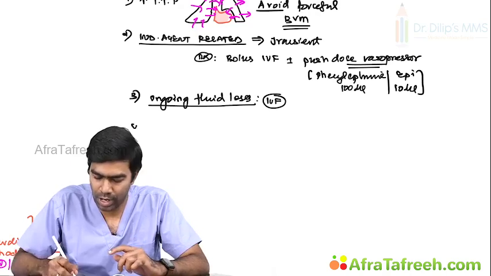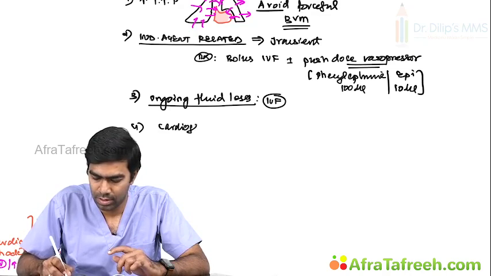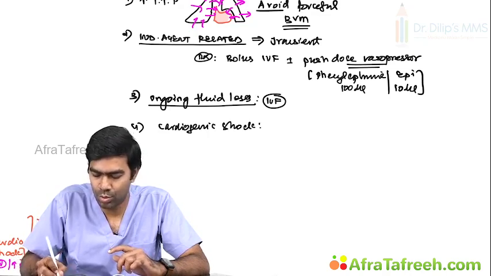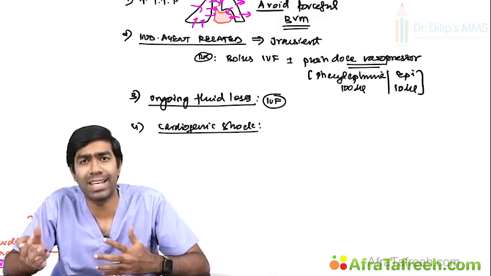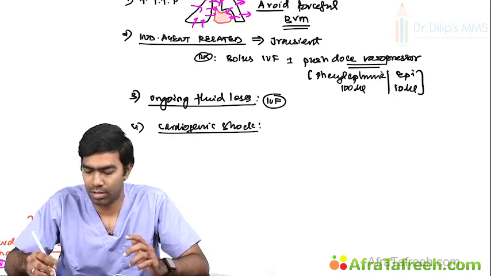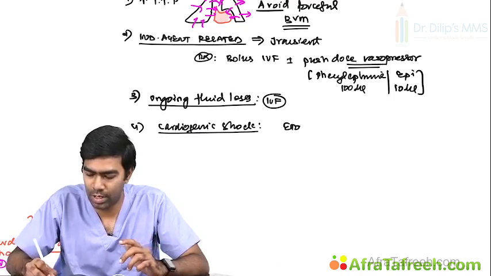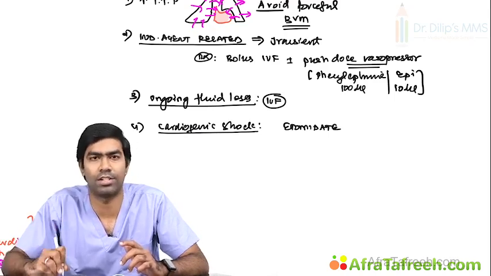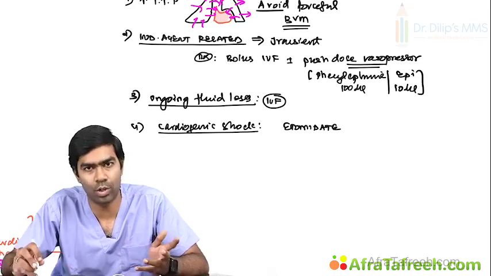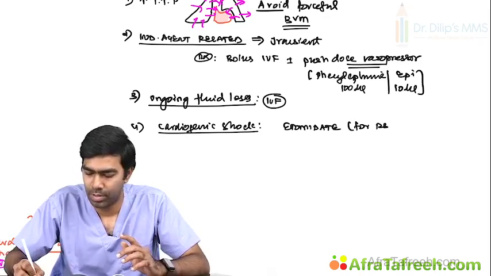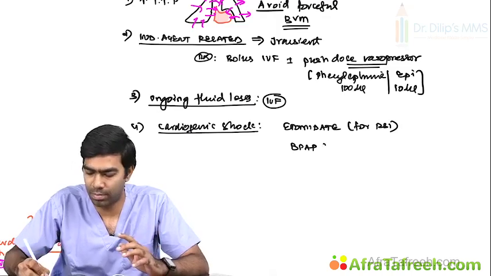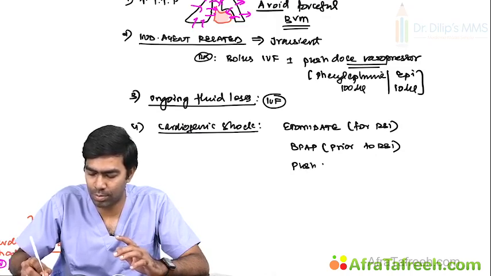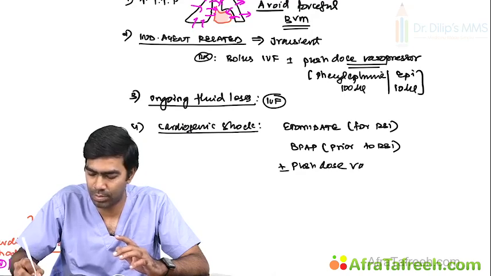It could be due to cardiogenic shock as well. If the patient's hypotension is due to cardiogenic shock, you can avoid this hypotension by taking some pre-intubation optimization. For example, you can use etomidate. I told you etomidate is the best induction agent in the presence of cardiogenic shock. So use etomidate for RSI. At the same time, use a BiPAP. Just try to open up the alveoli a little bit prior to RSI. Prior to RSI, even consider a push dose vasopressor, plus or minus, prior to RSI.